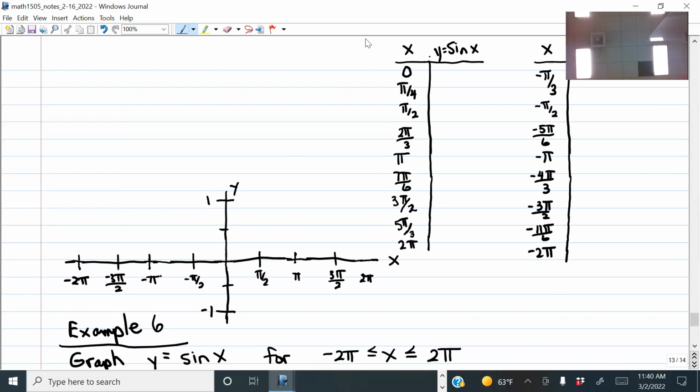So I want to plot lots of points. So I need to have people help me with this because we're going to fill out a table. You see this table we're going to fill in, and then we're going to plot these points.